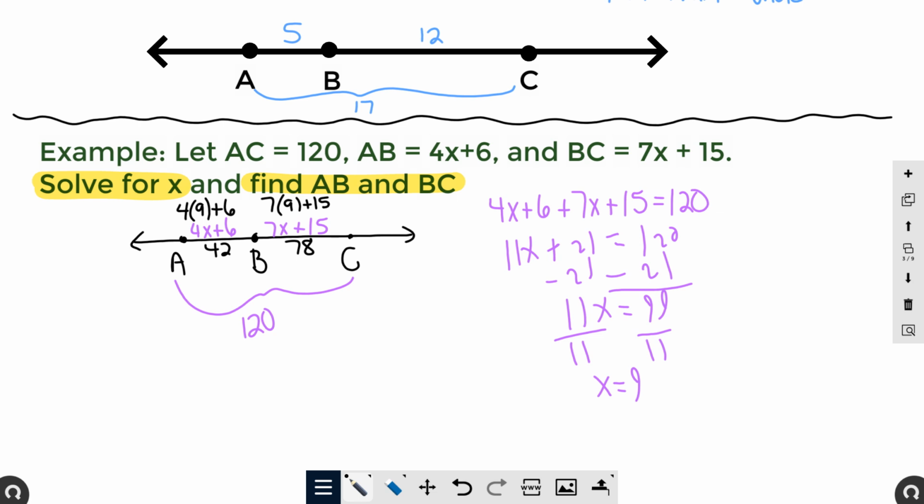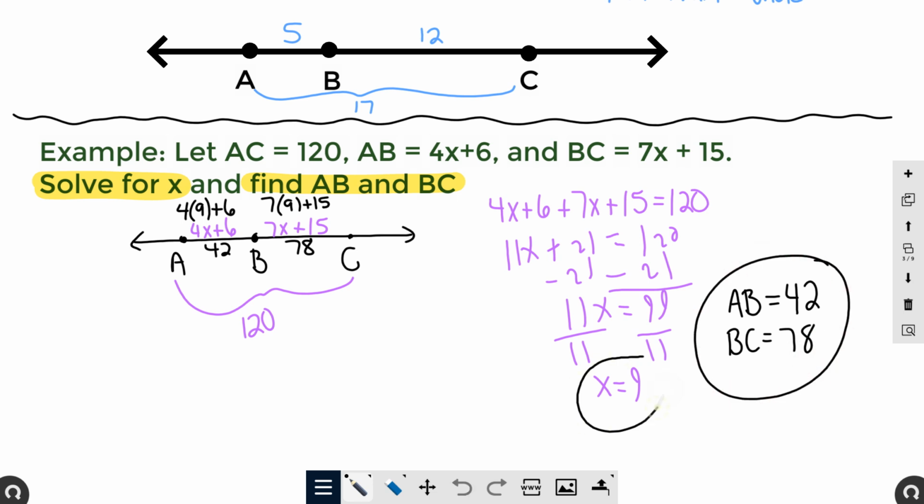Now, one thing that you may want to do is write your answers to the side. That way you know what's what. So label them on your graph is good or your line that you have, but also label to the side. Length of AB is 42. Length of BC is 78. And then x equals 9. I always like to circle my answers. That way I know where they're at, and that might be a good thing for you to do as well. Any questions on how to solve this problem?